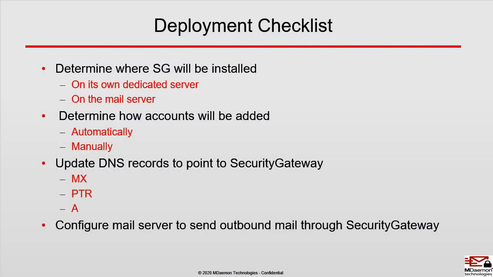So, some of the things that you'll need to think about ahead of time when deploying Security Gateway is, number one, where will it be installed? You can install it on its own dedicated server, which is the easiest scenario, or you can install it on the mail server itself. But if you install it on the mail server, you'll need to think about changing port designations and things like that so you do not have a port conflict.